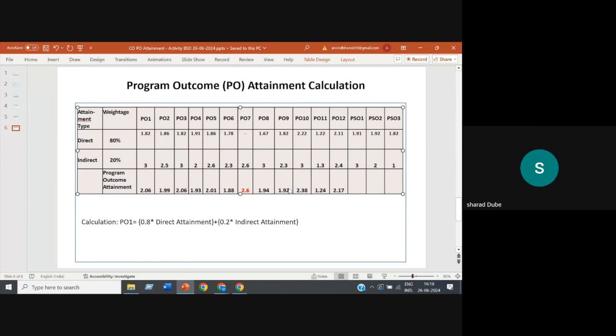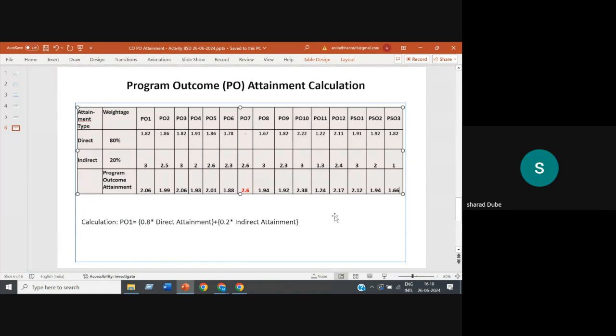PSO1 is 2.12. Okay. This value, PSO2, is 1.94, sir. 1.94. PSO3 is 1.66. Okay. Yes.